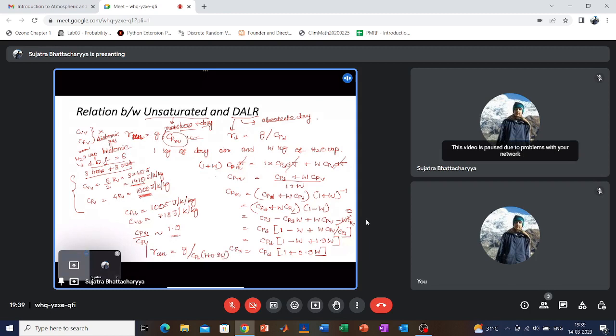Now, if you have W equals 0, gamma unsaturated becomes equal to gamma dry. Why? Because W is 0, it is g by CPD. This is what I tried to show, and particularly this. In week 4 I made some mistake there, but this is the correct expression. Similarly, you can derive CPV also. We can easily see that.